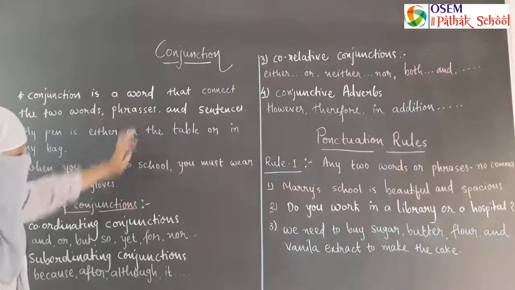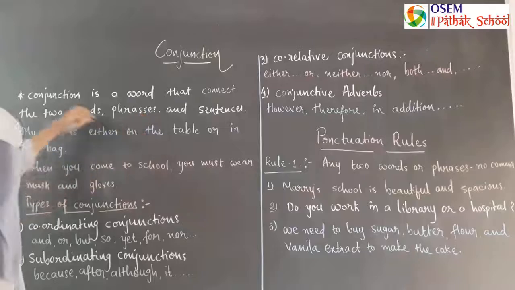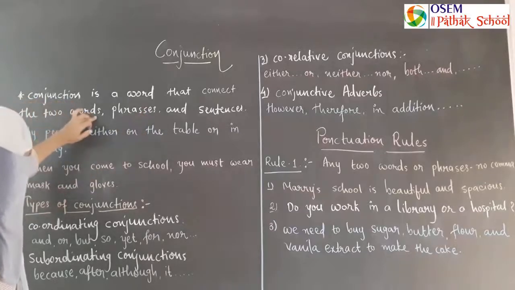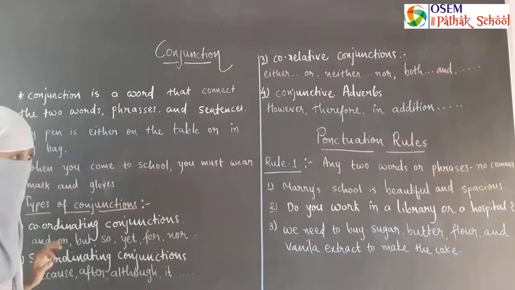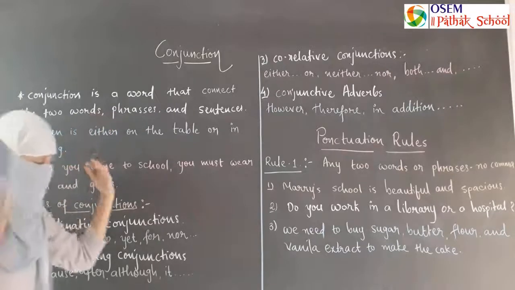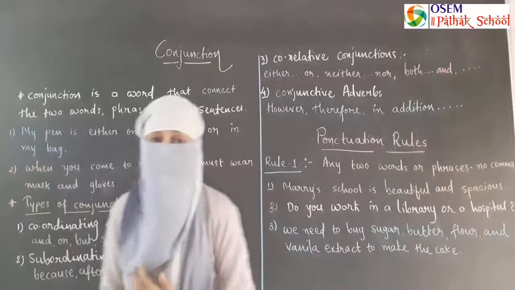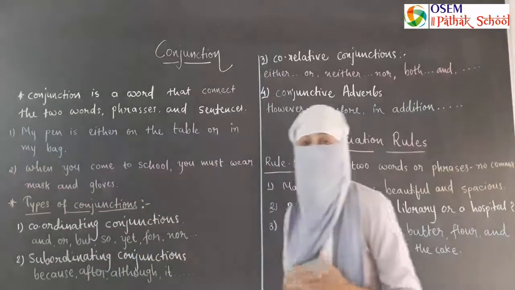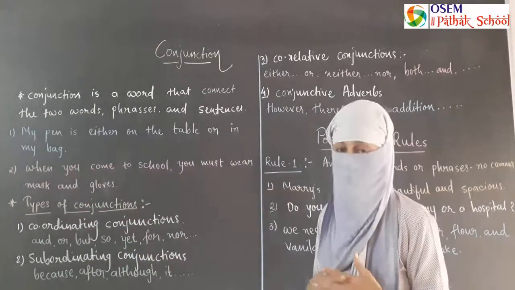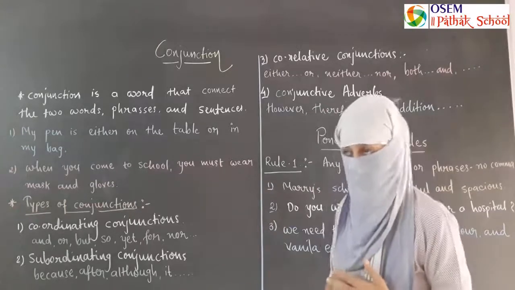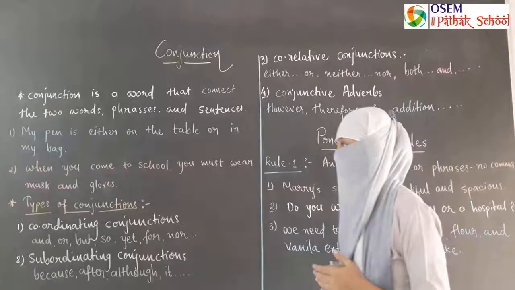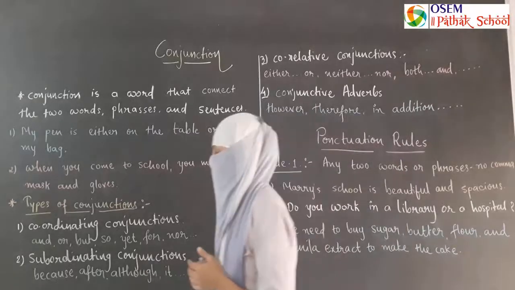Conjunction is a word that connects two words, phrases and sentences. What is conjunction? Conjunction connects two words, sometimes two verbs, two nouns, phrases, clauses, or sentences. It is called conjunction.